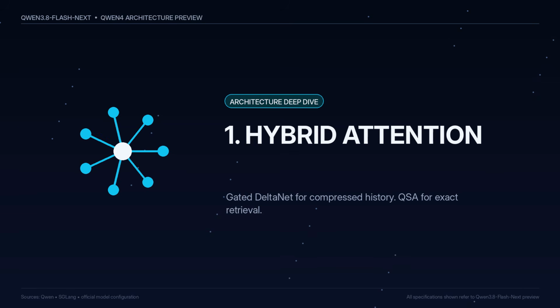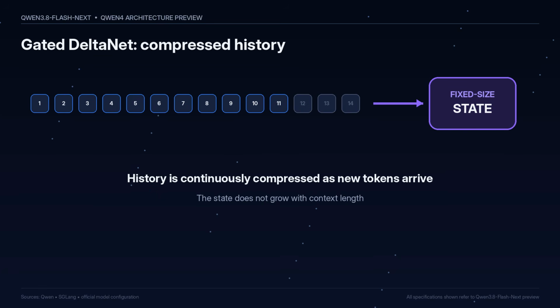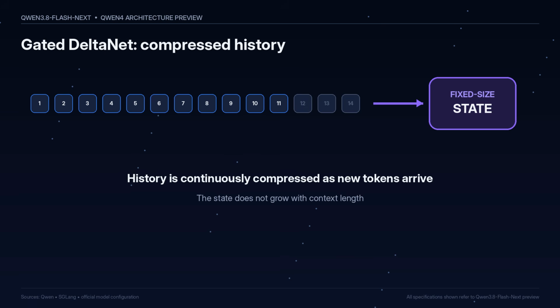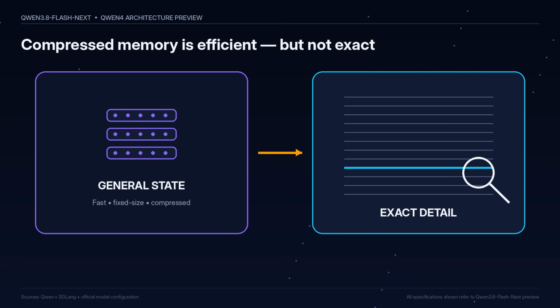Let's start with attention. This is probably the biggest architectural change. Qwen is still keeping gated DeltaNet, or GDN. Instead of every layer performing expensive transformer attention across the entire context, gated DeltaNet maintains a compressed state representing previous information. Think of it almost like a continuously updated memory. You don't have to keep searching through everything you have ever read just to remember the general state of the conversation. But compressed memory has a weakness.